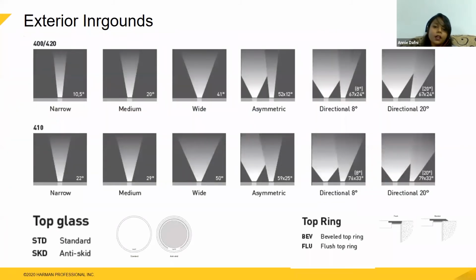Okay. So here again, we have different beam angles for different applications. And with the exterior wash fixtures, we have the advantage of angling the fixture by just tilting the yoke of the fixture, which is not possible with the exterior in-grounds. So we have two directional beam angle diffusers here. One is the 8-degree directional and the other 20 degrees. So what happens is this particular lens will direct the light onto the facade at an angle of 8 and 20 degrees respectively.